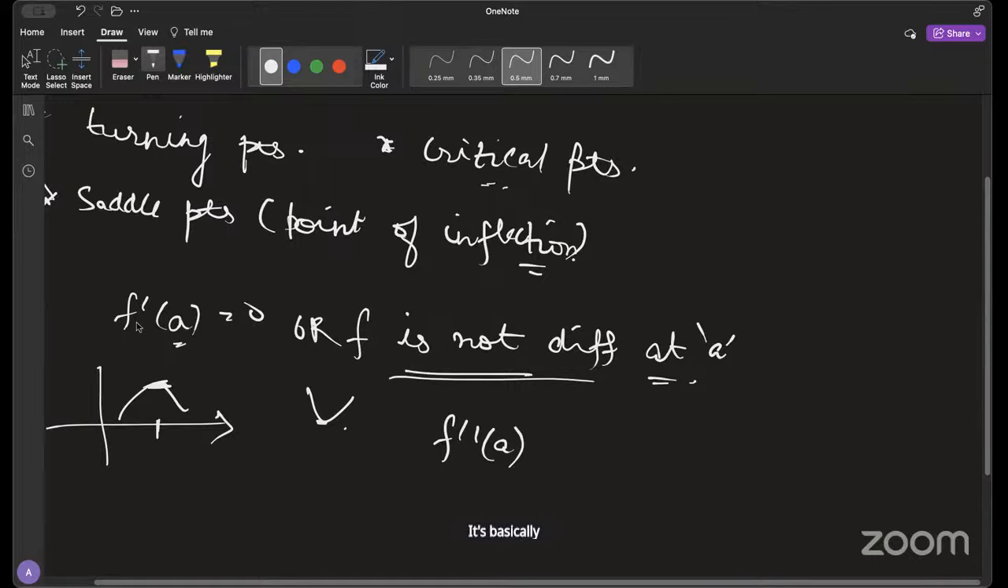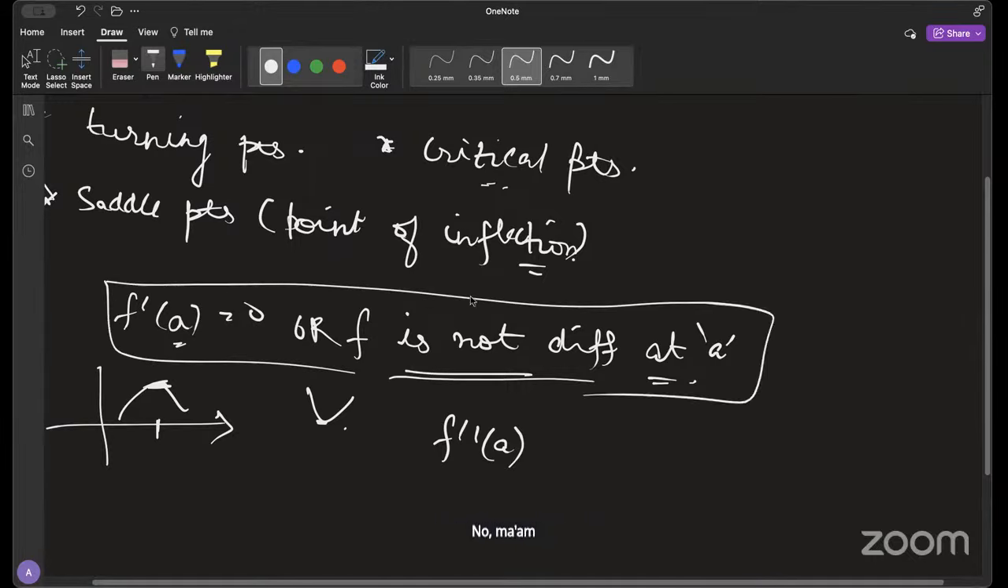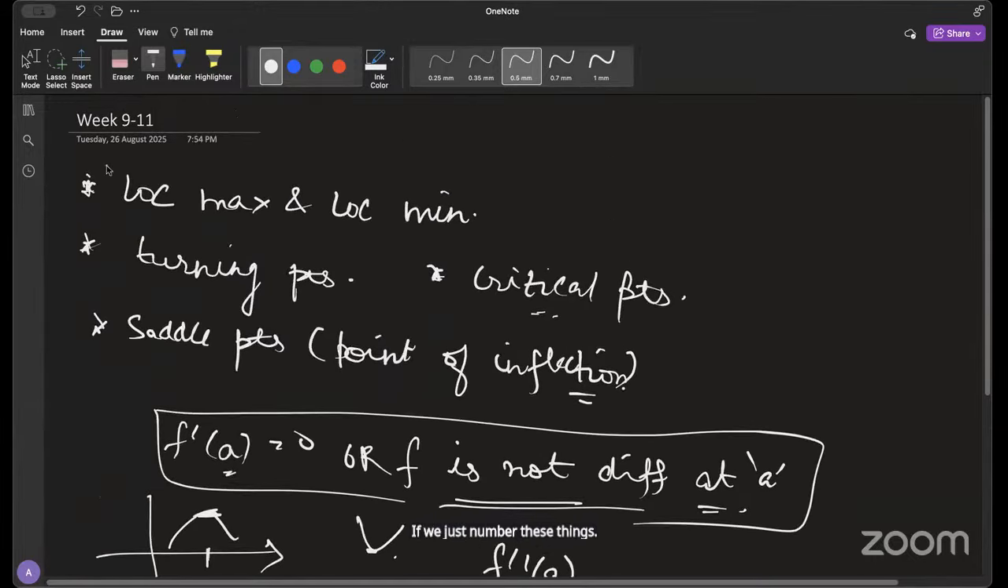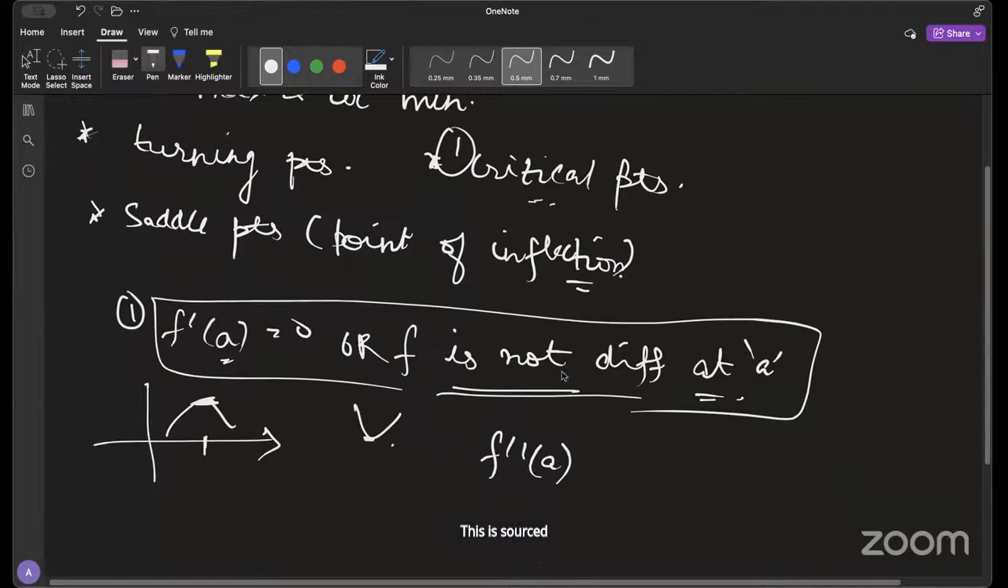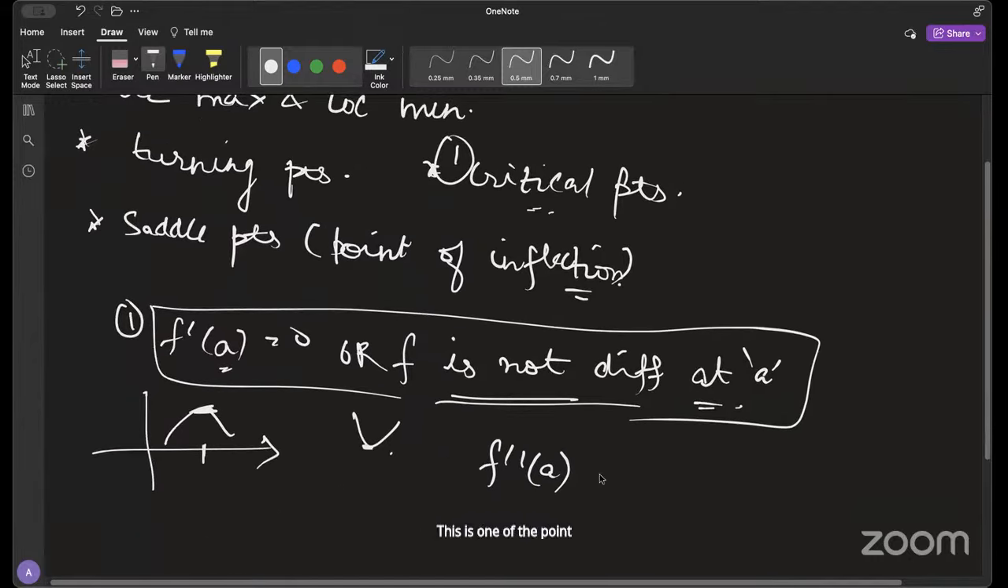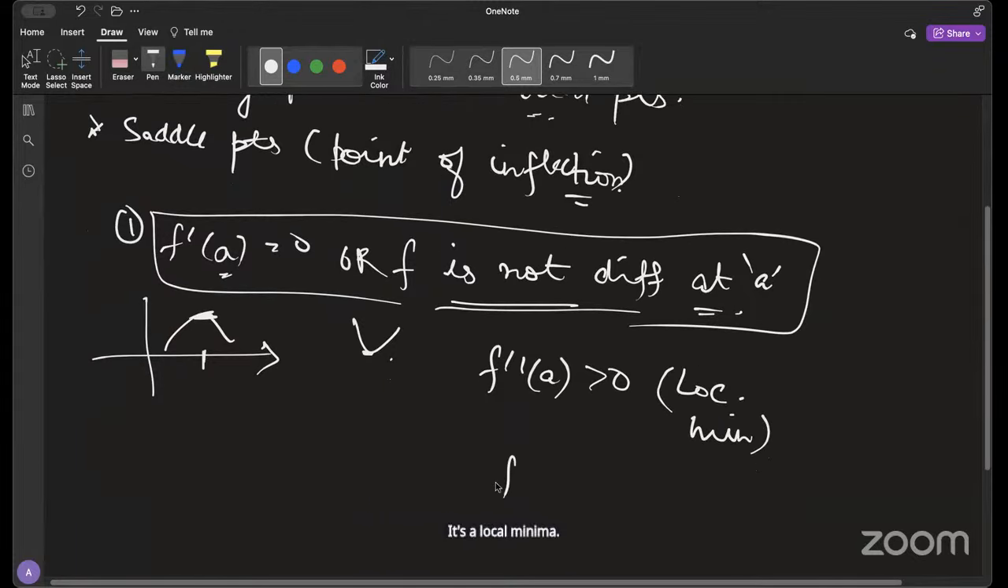It's basically, this is for critical points. Let me just number these things. This is first. This is for your critical points, and then for your local maxima minima, if this thing is greater than 0, then it's a local minima. And if this thing is less than 0, it's a local maxima.